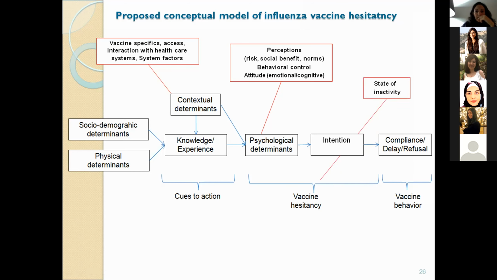I can add also that some said that whenever you have a gap between intention and compliance, or this delay, they call it a state of inactivity. And the person is not yet sure where to go to get vaccination, or just wants to think about it for a longer time. Some call it a state of inactivity. Yeah, that's great. Thank you so much.